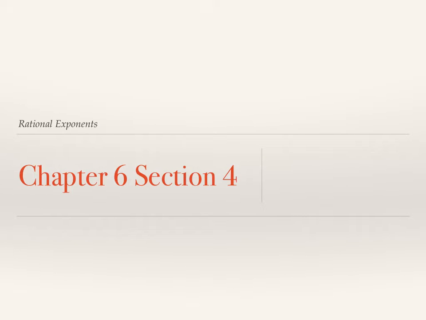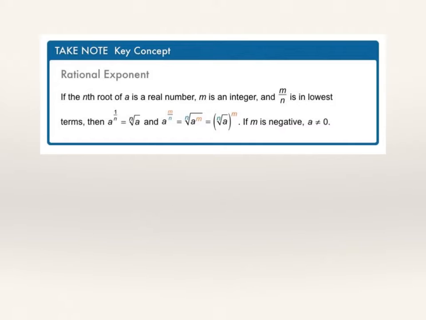Okay, in chapter 6, section 4, we're pretty much doing the same thing we were doing before by simplifying expressions with rational exponents. So this slide just states that if we have a number or an x, whatever it is, raised to a fraction, the number on top can either go on top on the inside or on top on the outside, and the number on the bottom is always going to be the index for the square root.